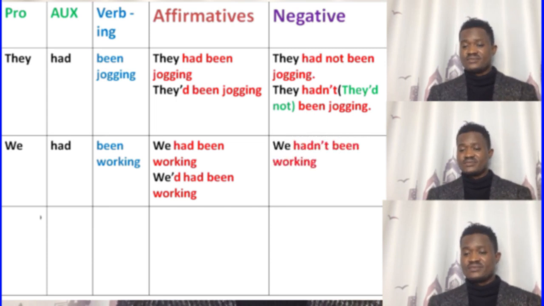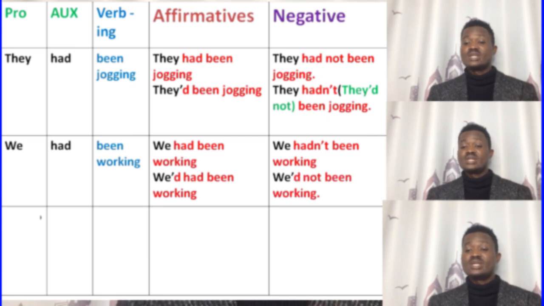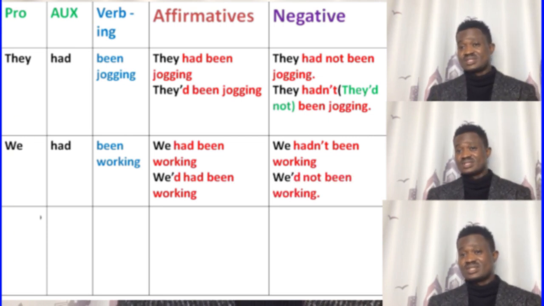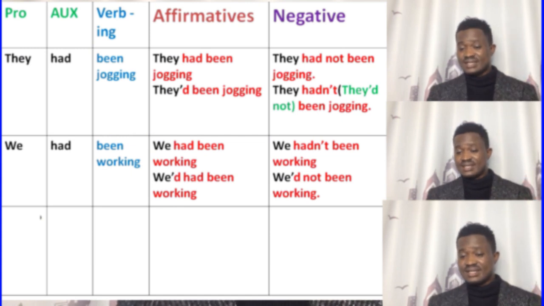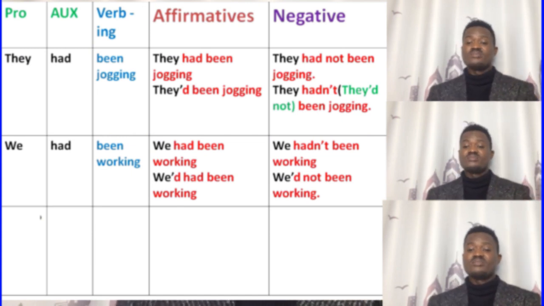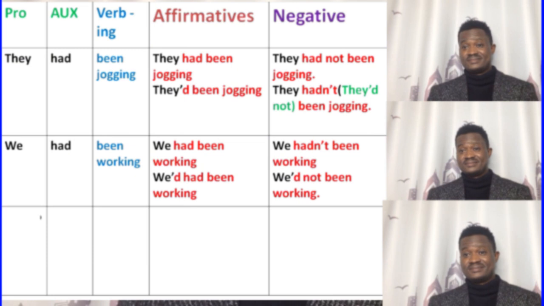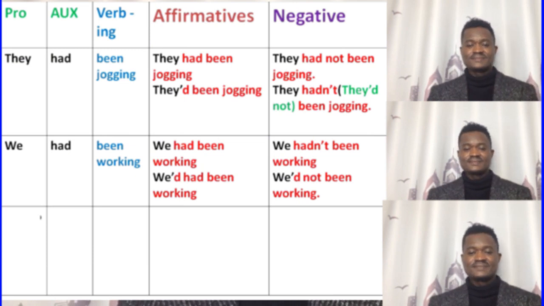So let's go to the negative form. We hadn't been walking. So the other way around is going to be what? We'd not been walking. So just fast, the contraction form. I don't have time to say the other way around, you know. So we hadn't been walking, we'd not been walking. Alright? Alright, guys, let's go.